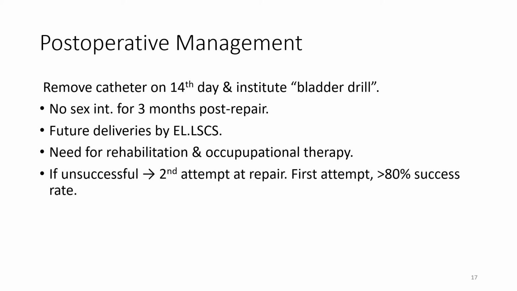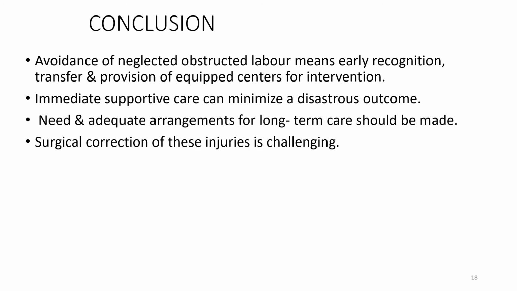Okay, so no sexual intercourse for 3 months, future delivery by elective cesarean section, no need for follow-up or conventional therapy. If unsuccessful, we try and repeat again, but usually the first attempt has a relatively high success rate. So you shouldn't neglect obstructed labor, okay? Because this is a prolonged complication. You should give immediate supportive care to minimize the disastrous outcome, and adequate arrangement for long-term care should be made. So this emphasizes the importance of antenatal care.